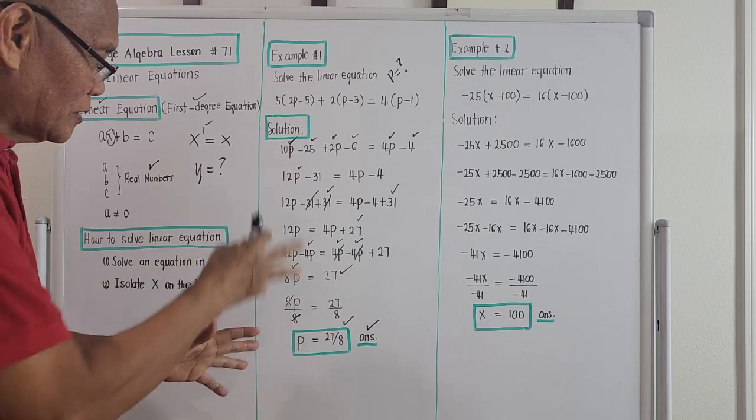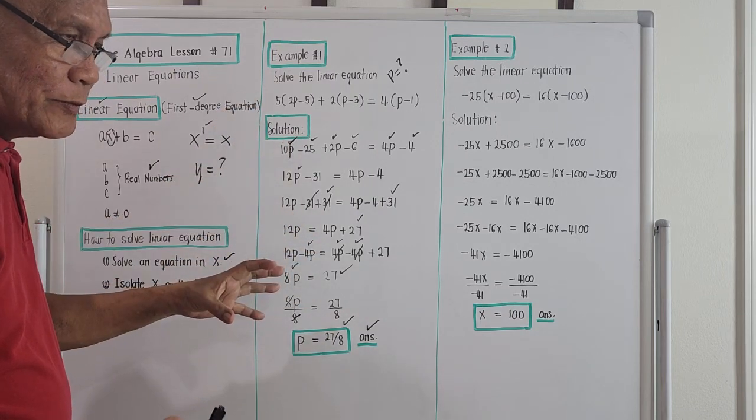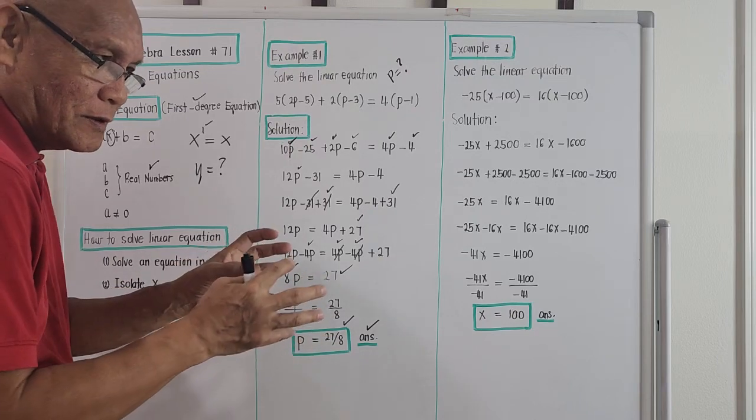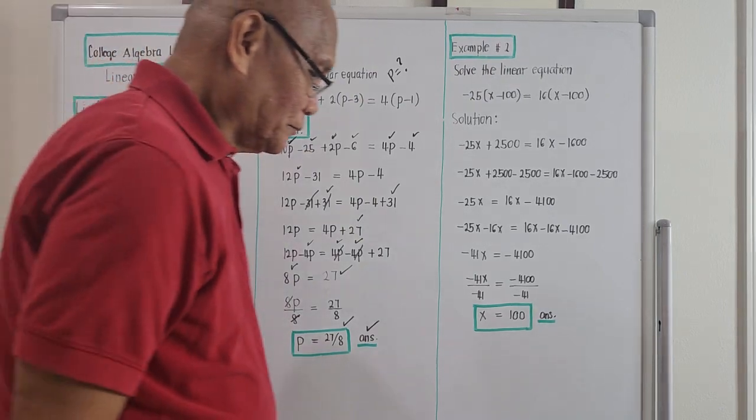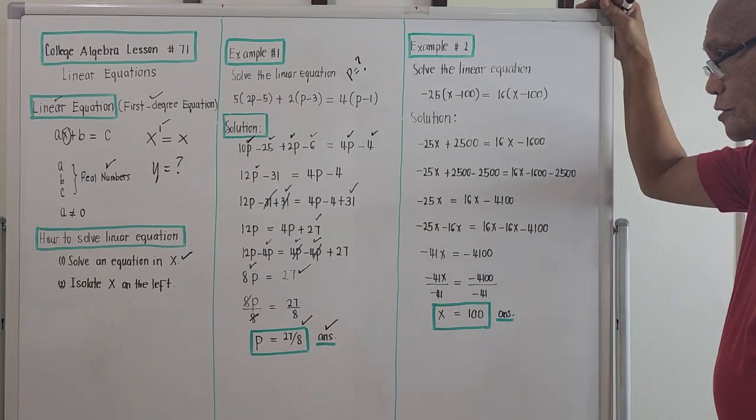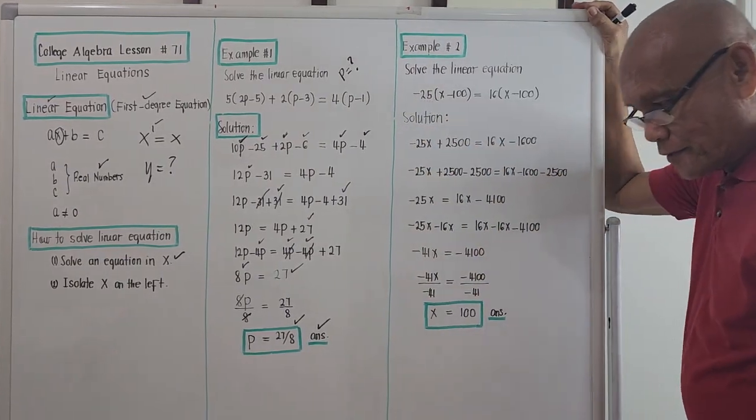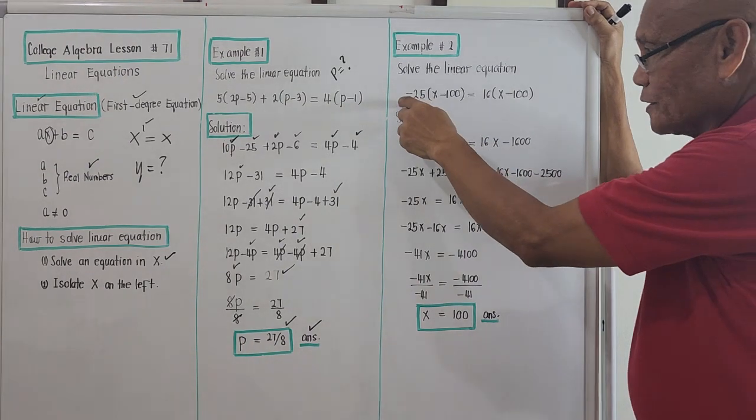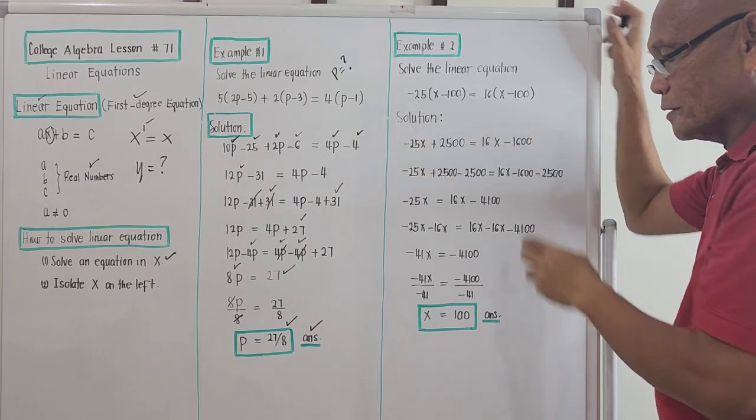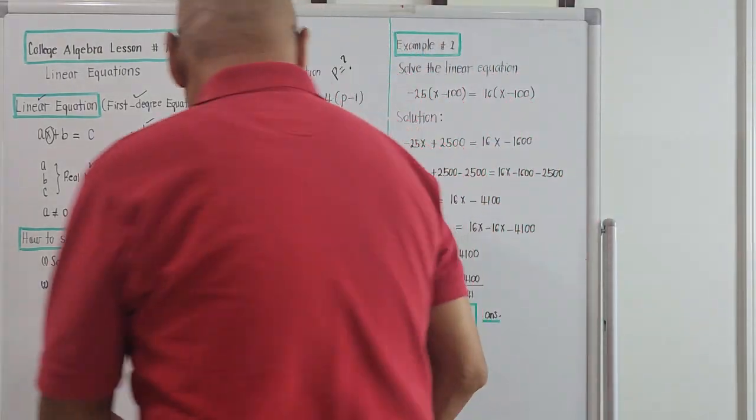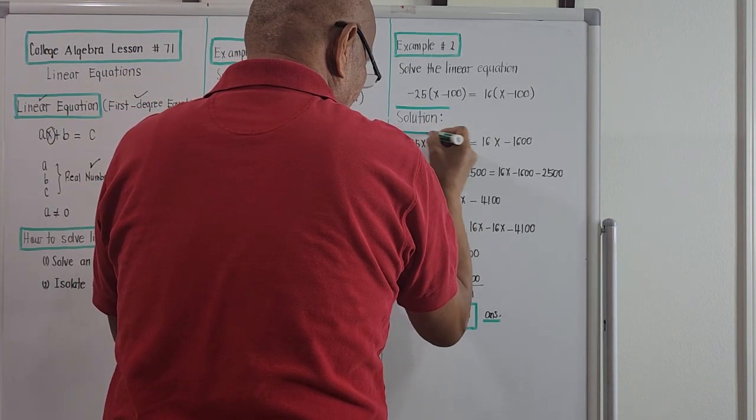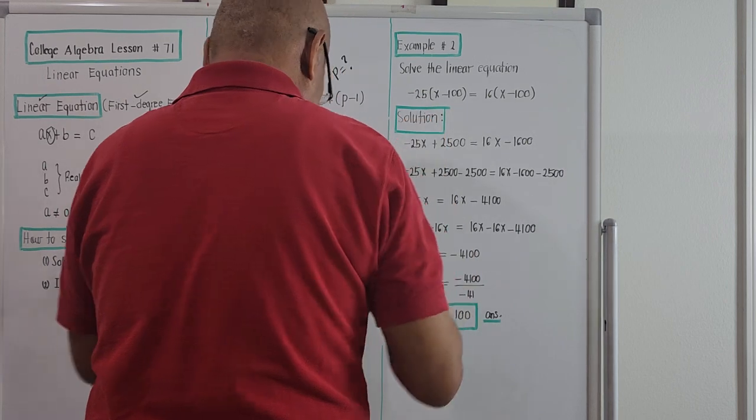So if you try to notice it, for every step, we are actually using the concepts in the past lessons, right? Whatever concept that will be needed, apply it. Okay, example number 2. Solve the linear equation. The given linear equation is negative 25 times the quantity x minus 100 equal to 16 times the quantity x minus 100. Try to solve for x. Luckily for the second example, the variable is x.